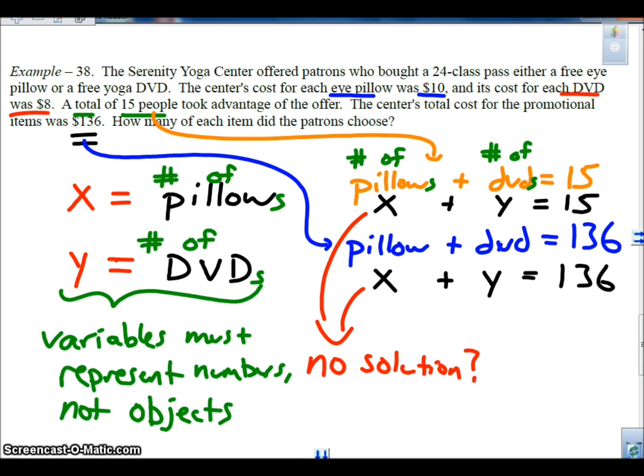So for the first equation, the total number that we're giving away, 15, it makes sense to say the number of pillows that were given away plus the number of DVDs that were given away equals 15.